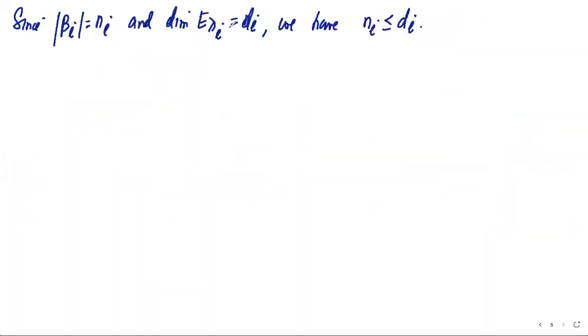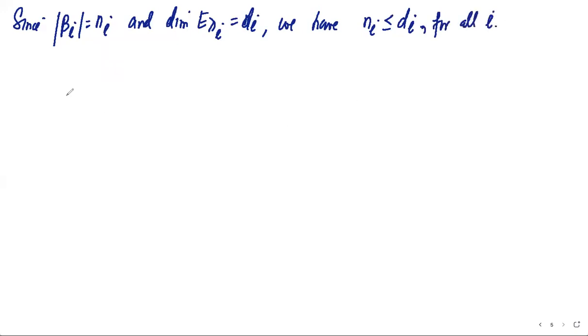Now we are choosing a linearly independent subset beta_i from the eigenspace of lambda_i. So the number of elements in beta_i will be at most equal to the dimension of the eigenspace corresponding to lambda_i. But this dimension is equal to d_i, so beta_i has cardinality less than or equal to the dimension of the eigenspace corresponding to lambda_i. So that is why we have n_i less than or equal to d_i for all i.